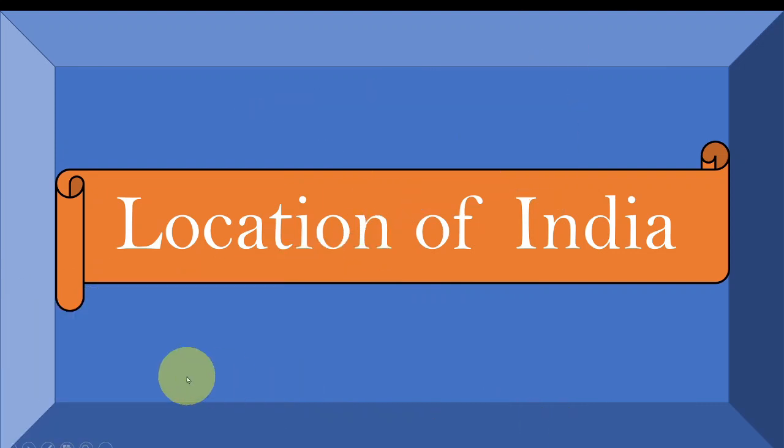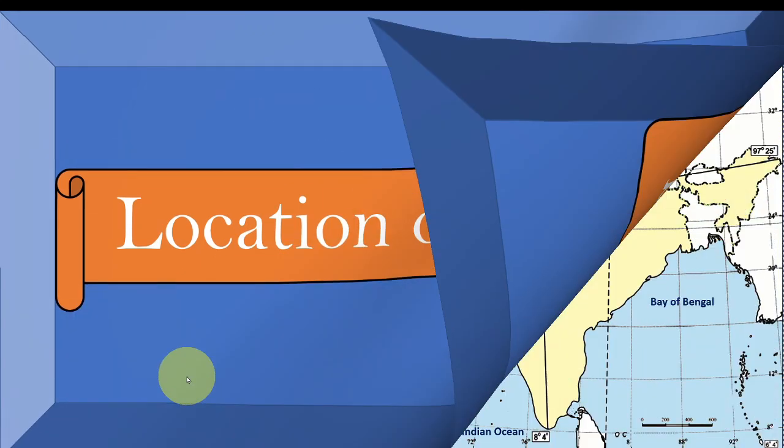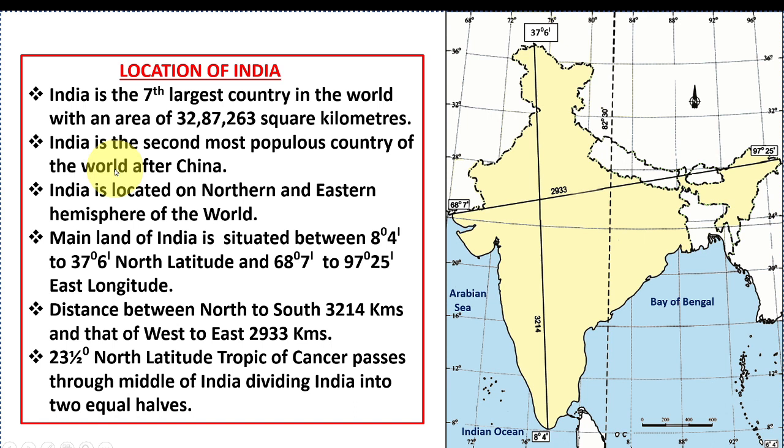Now, we see the location of India. Let's learn some facts about India. One, India is the seventh largest country in the world with an area of 32,87,263 square kilometers. Second, India is the second most populous country of the world after China. Third, India is located in the northern and eastern hemisphere of the world.